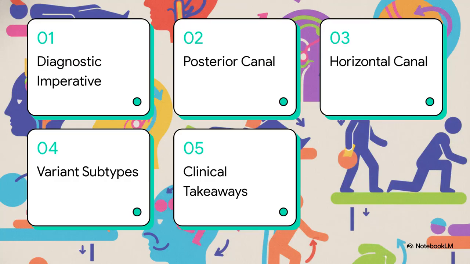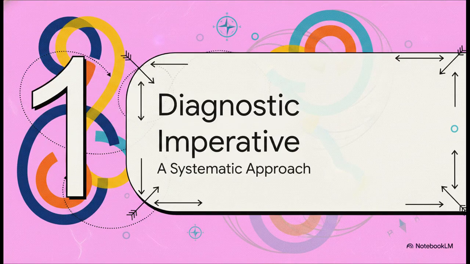So here is our roadmap for today. First, the diagnostic imperative. Second, the Dix-Hallpike for the posterior canal. Third, the supine roll for the horizontal canal. Fourth, variant subtypes. And finally, your key clinical takeaways. Section 1, the diagnostic imperative.